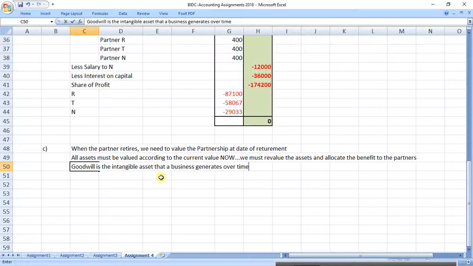Right, so let's see. They say, expect my partners may value goodwill. Goodwill is the intangible asset that the business generates over time and can be measured when a change in ownership occurs. Right, so the reason why someone's retiring could allow us to do a goodwill calculation if we wanted to. Because we could determine, well, if we're going to pay out this partner X, what is that actually worth to the business?